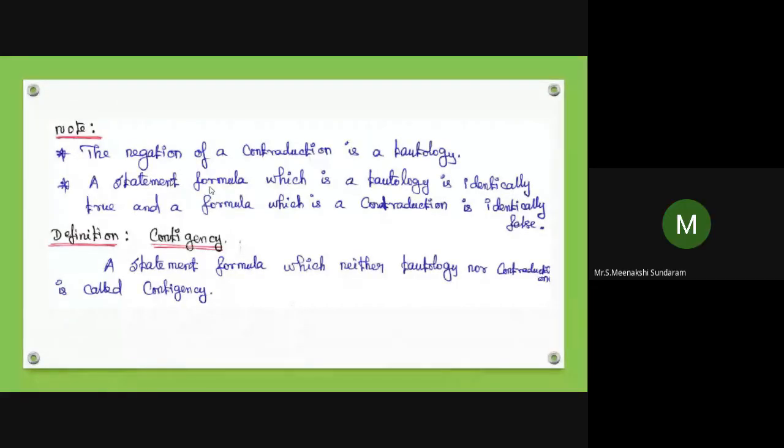Next is contingency: a statement formula which is neither a tautology nor a contradiction is a contingency. That is, true and false values will come mixed. This is normally what we call a contingency.